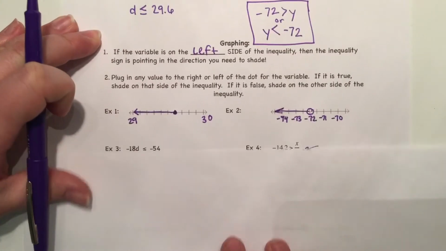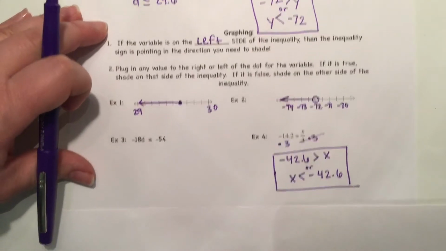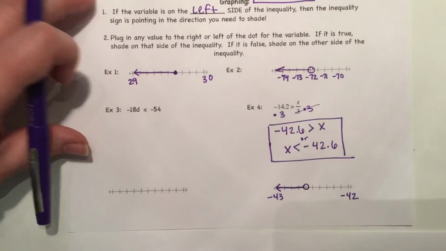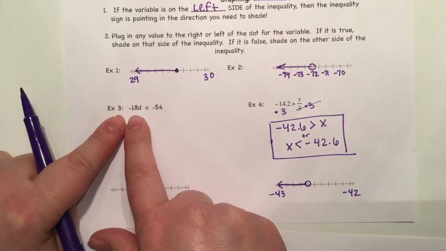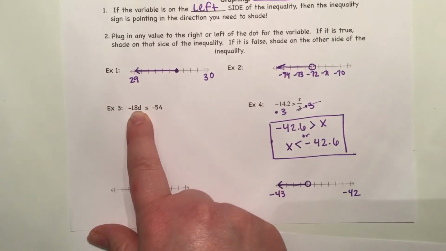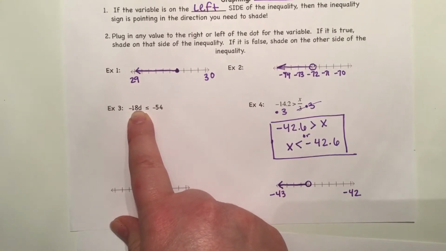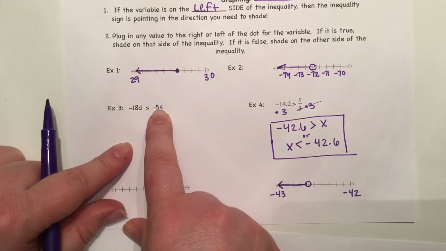Okay, now I'm going to go ahead and go over example 3. I'm going to be skipping example 4, but if you want to pause the video and look at my work, feel free to do so. So example 3 says negative 18d is less than or equal to negative 54.